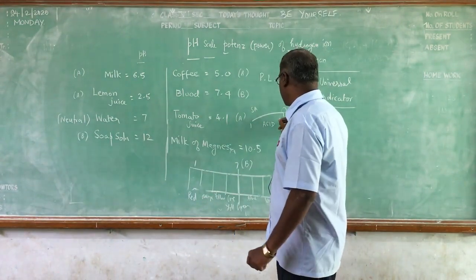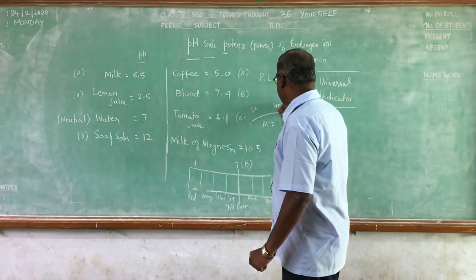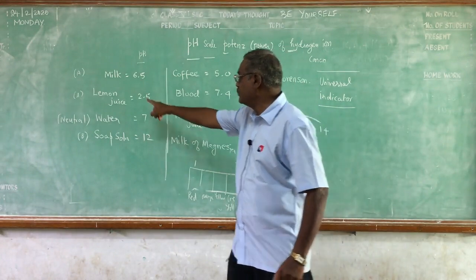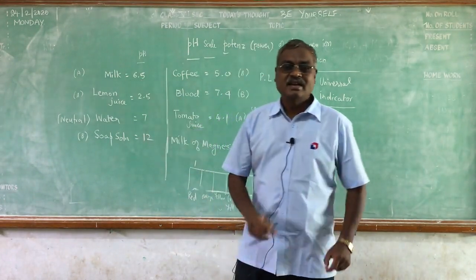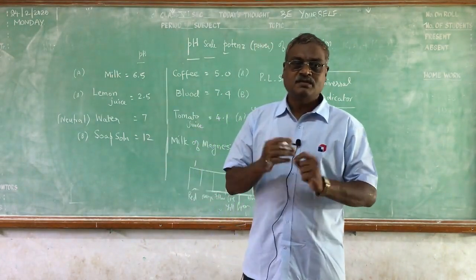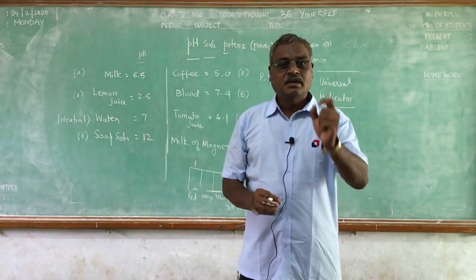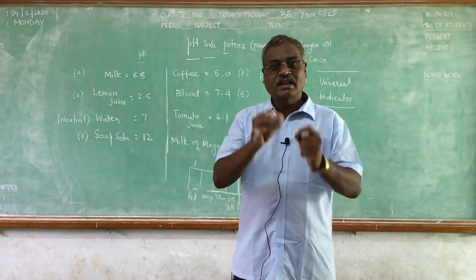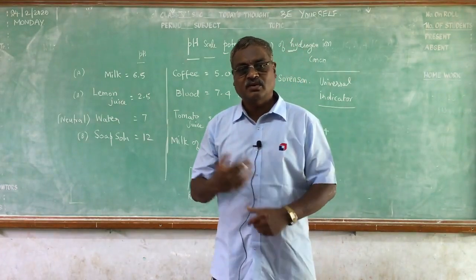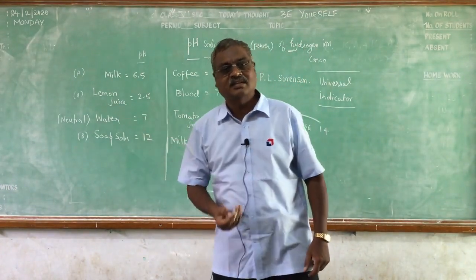If the value comes nearby 6, then it is a weak acid. For example, here you see that milk is 6.5. It is a weak acid. What is a weak acid? Suppose I add water, only some 20% will dissociate. The remaining 80 molecules will not dissociate. That type of acid is called a weak acid.